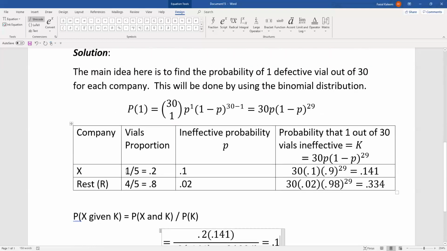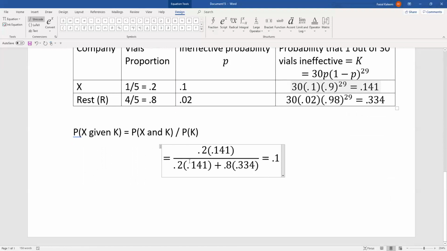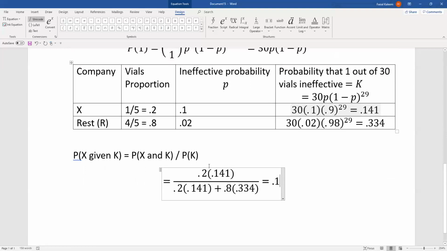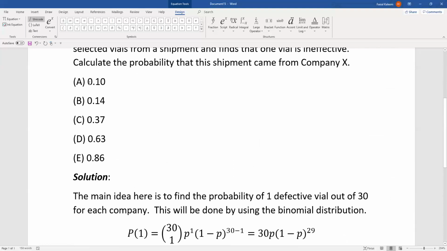So X and K would be X proportion times 0.141, and that is in the numerator. Then the denominator is 1 out of 30 defective, so that could come from company X, so that'd be 0.2 times 0.141, or it could come from the rest, that'd be 0.8 times 0.334, and this gives us 0.1, that is choice A.